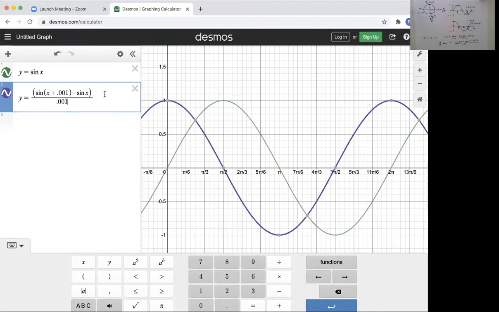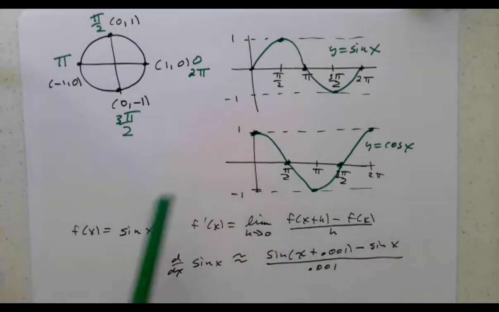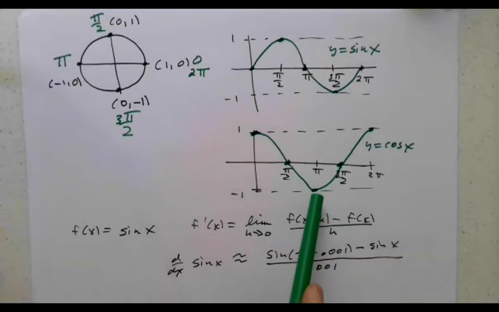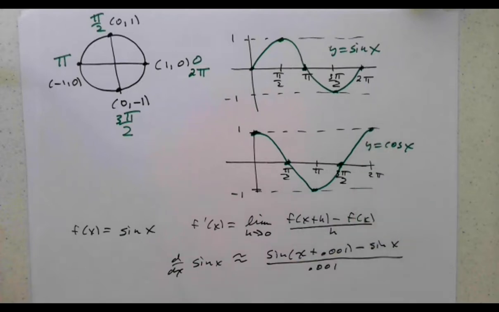Well, take a look at that graph in purple. Does that look familiar? It is the graph of cos x. 1, pi over 2, negative 1, back to 0, 3 pi over 2, back to 1. So the derivative of sine x is cosine x.